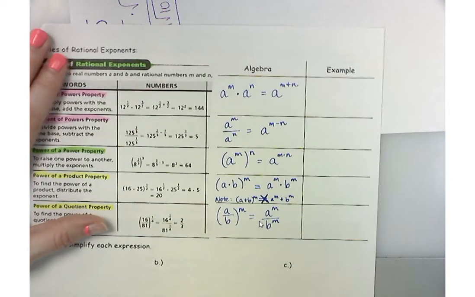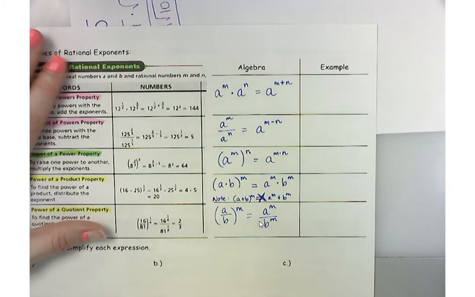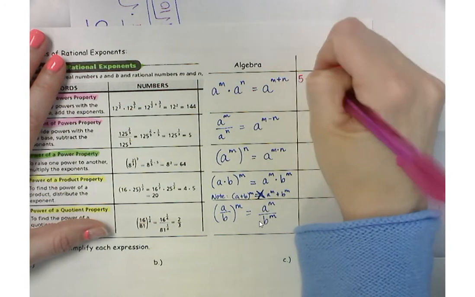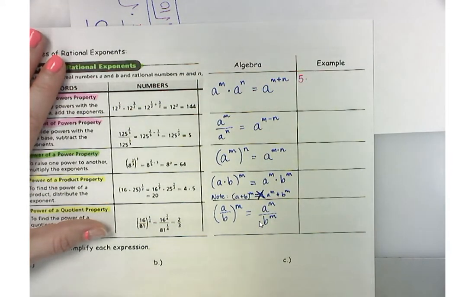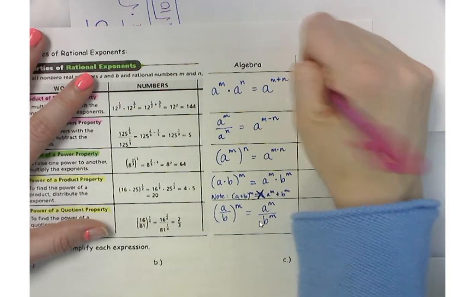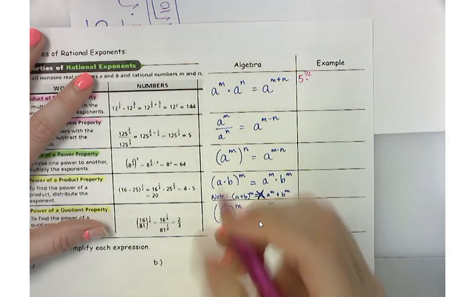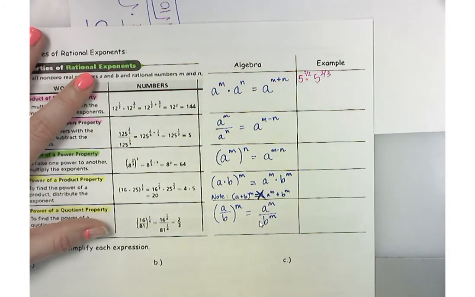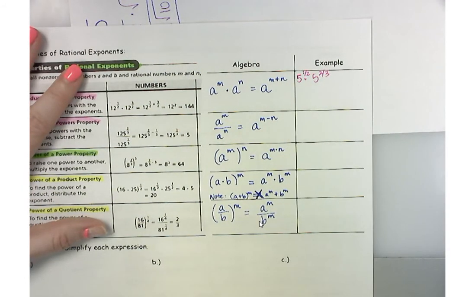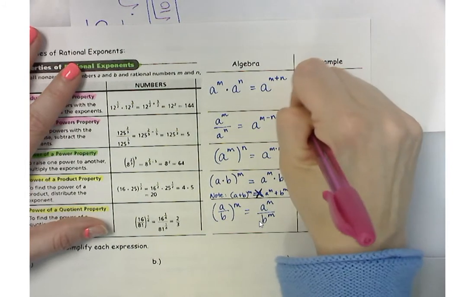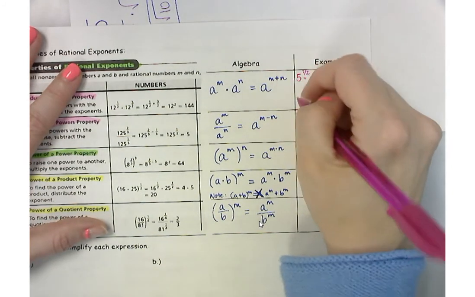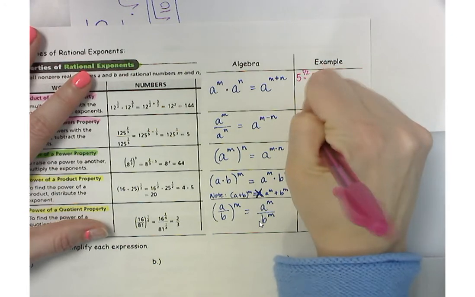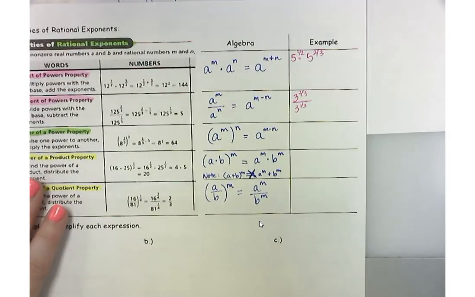And the first one is 5 to the 1/2 power times 5 to the 2/3. The second one is 3 to the 2/3 over 3 to the 1/3. This is 3 to the 1/2 to the power of 2/3.